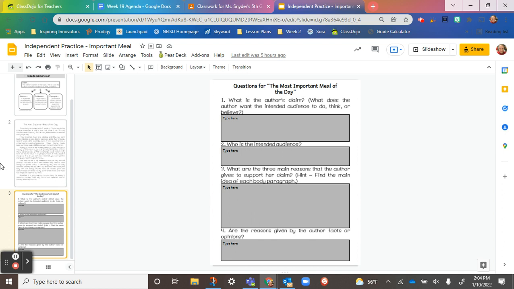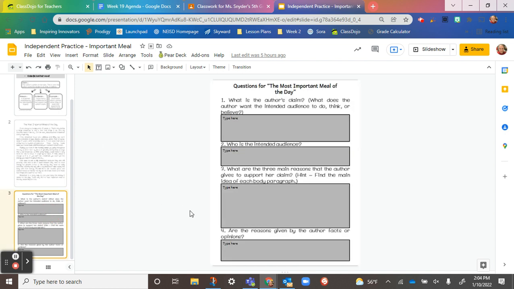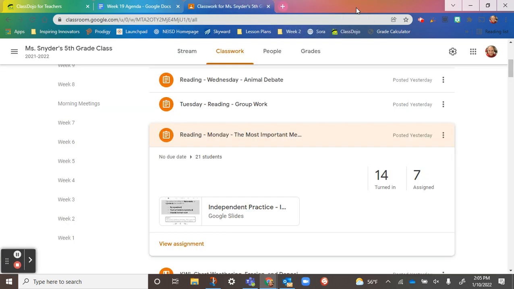And then the whole middle part. So when you look at a passage, the intro and the conclusion has your claim stated, and then the whole middle part, where the body is, that's where you find all of your reasons and examples and your evidence. All of that will be in the body paragraphs. So go there and find three main reasons that the author gives to support the claim. And then here it says, are the reasons given by the author facts or opinions? So think about the difference between that and list that there, and then you can turn that in.